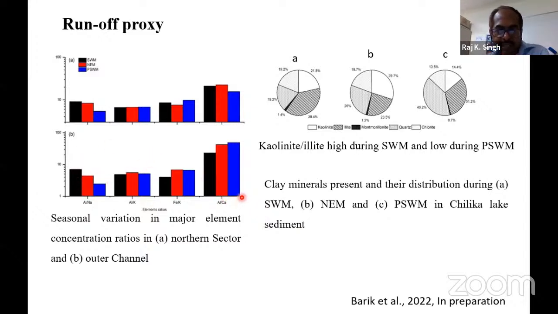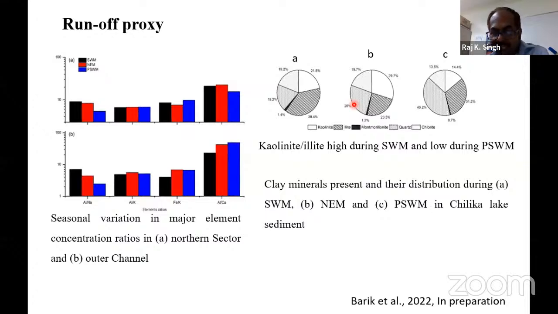This is one of the datasets I'm showing, where we have done monitoring in the southwest, northeast, and pre-southwest monsoon seasons, so that we can use this data to understand which proxy can indicate higher rainfall or higher runoff in that region. Different clay minerals also depend on the regions. So different lakes people are either using an established proxy, or doing seasonal or year-round monitoring, and they establish the ideal proxies to get the rainfall signature from the record.